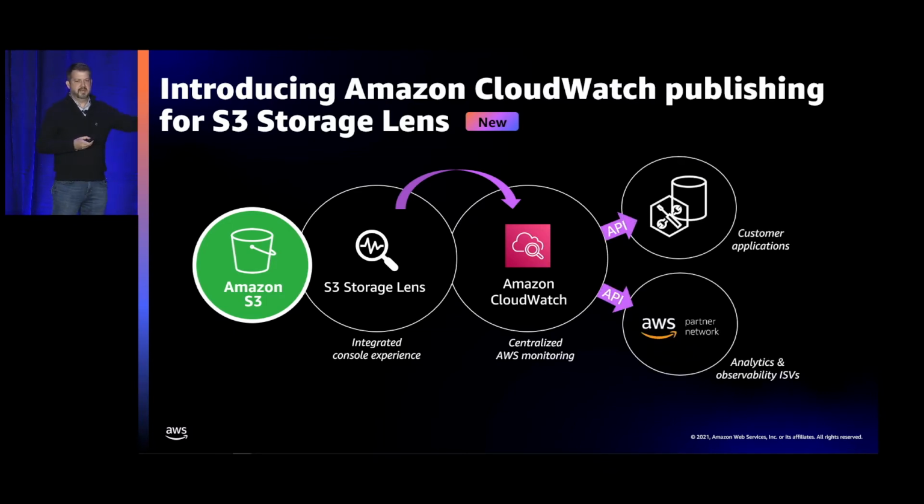And then you can further extend your storage monitoring using the CloudWatch API, because the CloudWatch API now sits in front of the StorageLens metrics. You can develop custom applications on the CloudWatch API, and you could also provision access to AWS partners in the observability and analytics space. So all in all, what we're doing here is making it easier for you to access StorageLens metrics and use the metrics however and wherever you want them.